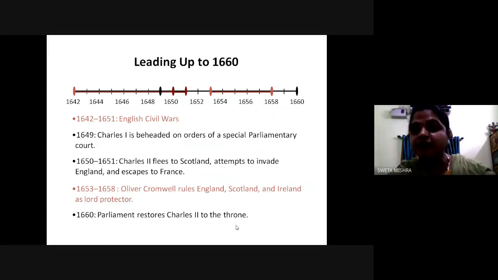From 1650 to 51, within these 2 years, Charles II fled to Scotland and attempted to invade England, and then he escaped again back to France. These were the 2 years of Charles II.